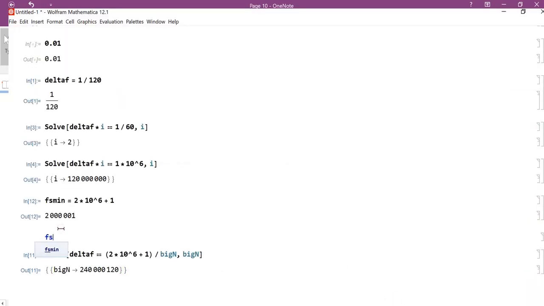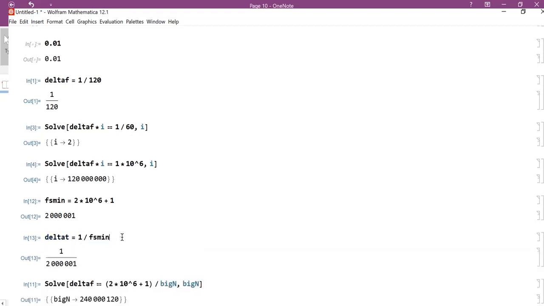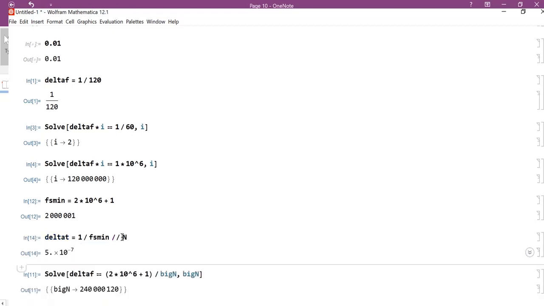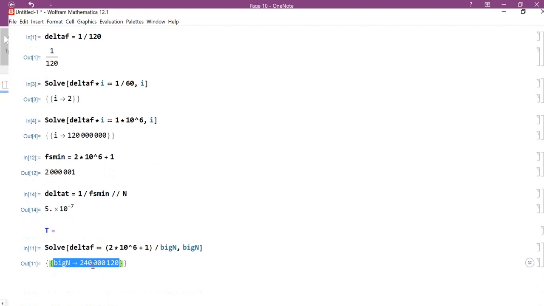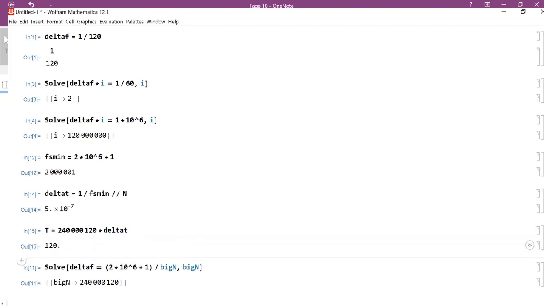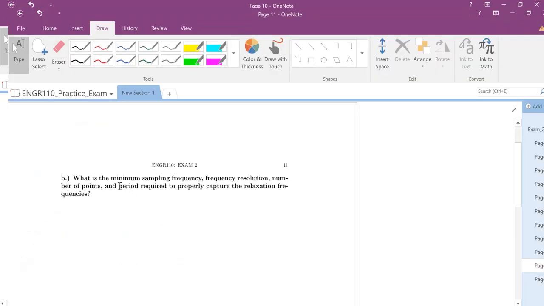If this is my Fs min, I know my delta T is just going to be 1 divided by Fs min. So that is my delta T value. I can calculate my period. T is equal to my big N times delta T. It would be 120 seconds. So we've got minimum sampling frequency, done. Frequency resolution, done. Number of points, done. Period required, done. That's it.